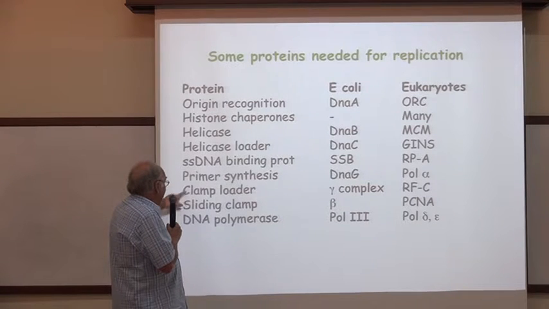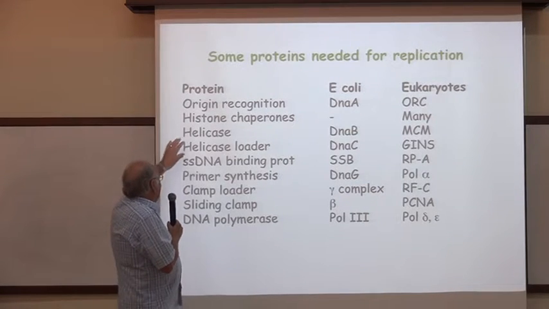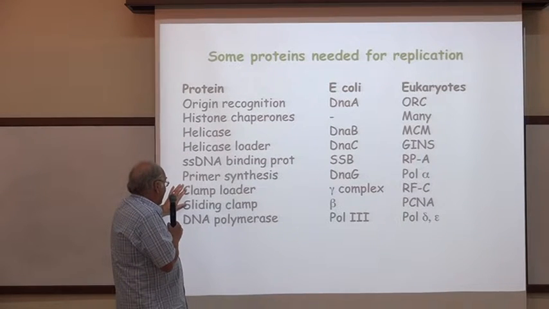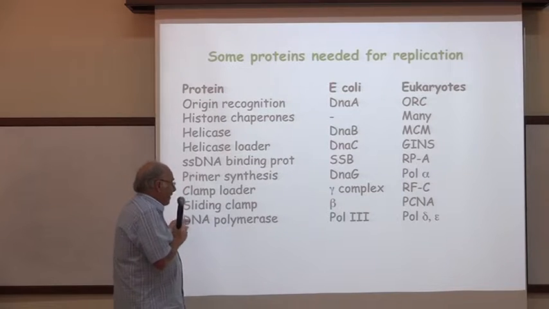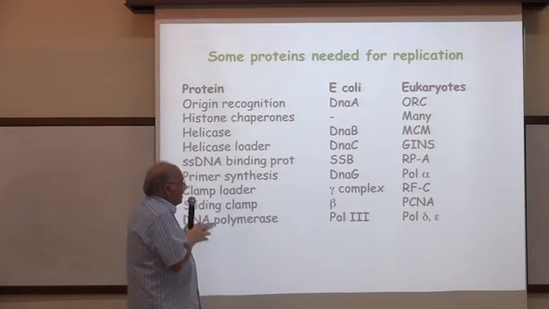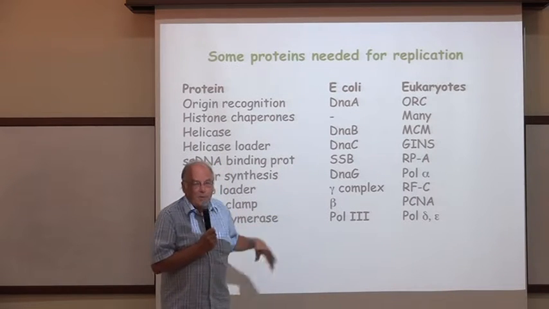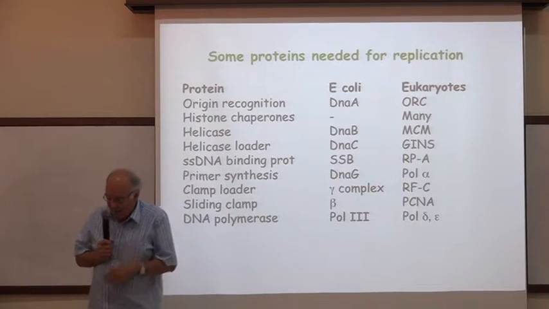So sliding clamp and clamp loader. So we have both the helicase and helicase loader. We have the clamp, sliding clamp and clamp loader. And then finally we have the DNA polymerase. So these are some of the proteins which are engaged in replication.